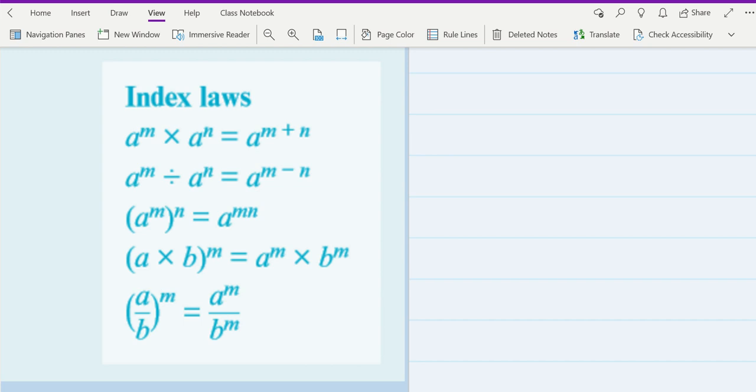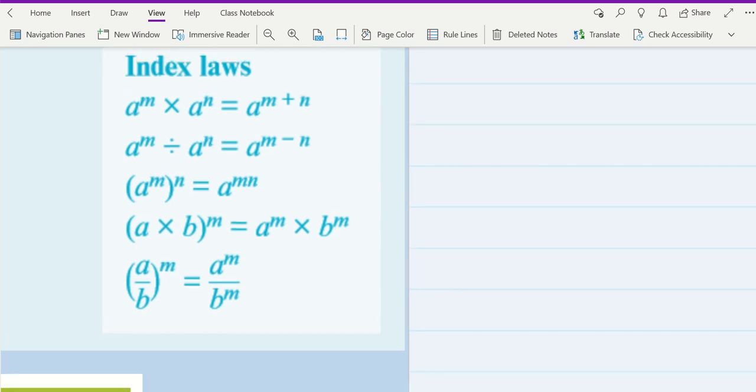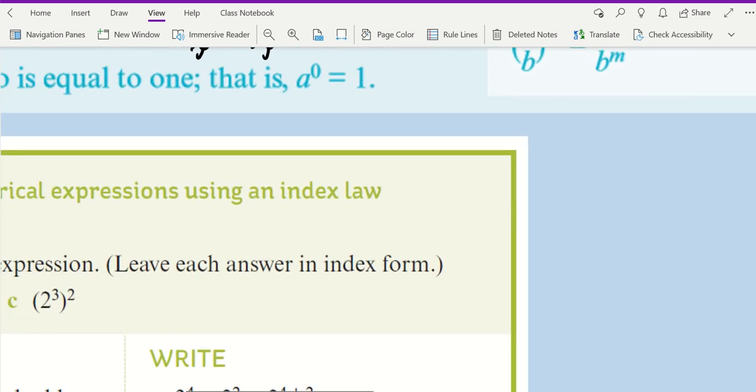Now, a times b, so any number times another number inside brackets to the power of m equals the first number to the power of m multiplied by the second number to the power of m. And then in brackets, any number divided by another number in brackets to the power of m equals that first number to the power of m over the second number to the power of m.